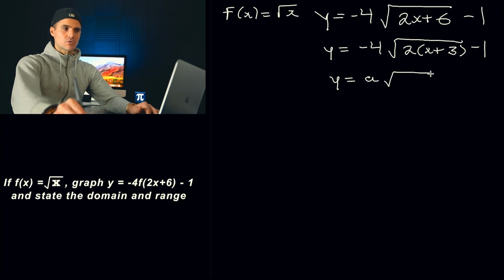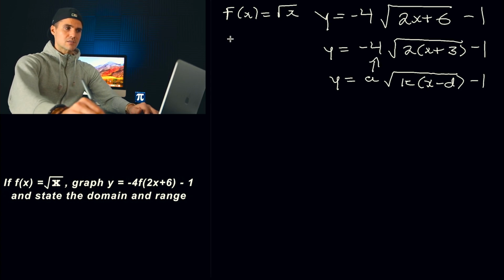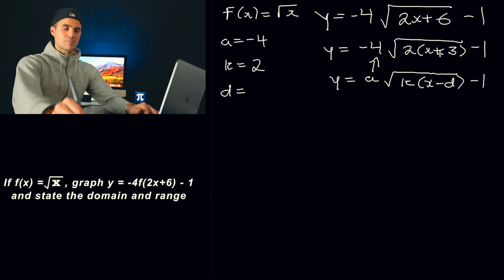Let me write out the general transformation format for a square root function. I've done this in the lecture videos as well, so hopefully you have this general transformation format written down somewhere for all the different parent functions. Knowing these helps because now you can just match them up. The a value is -4. The k value is +2. The d value, remember, is always going to be the opposite sign, so instead of +3, it's like x minus -3, so the d value is -3. And then the c value is -1.